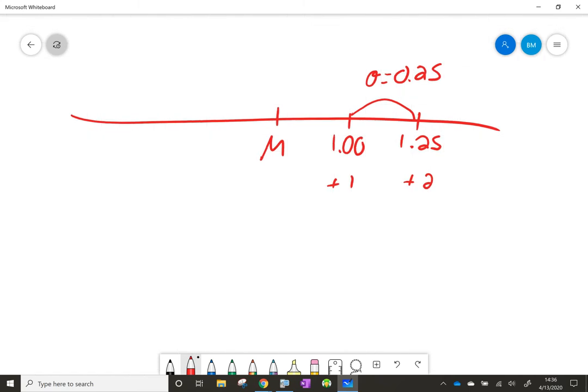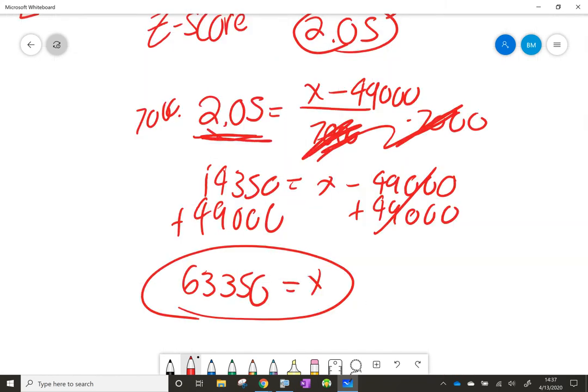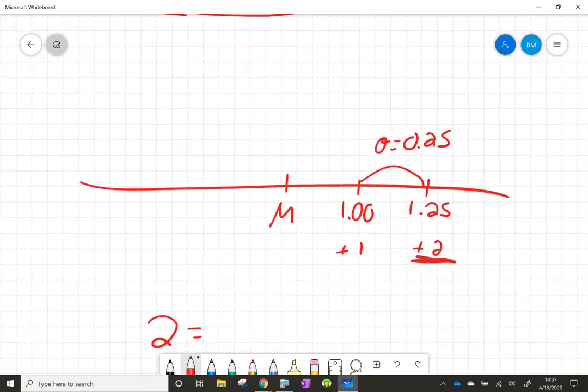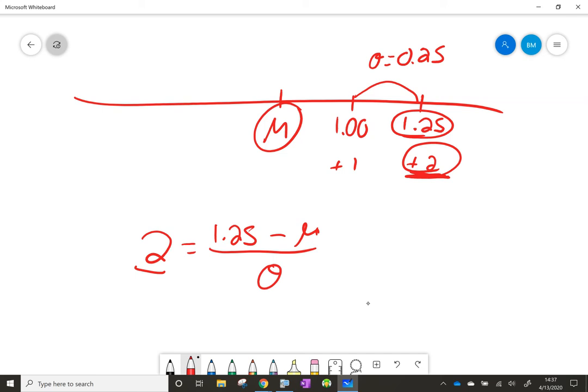Now for the z-score part, because this is 2 standard deviations away, that's our z value, like the 2.05 last time. The z-score is 2. We know that 2 standard deviations is 1.25, so 1.25 is the x value. The mean is something we don't know yet, but we do know the standard deviation was 0.25.